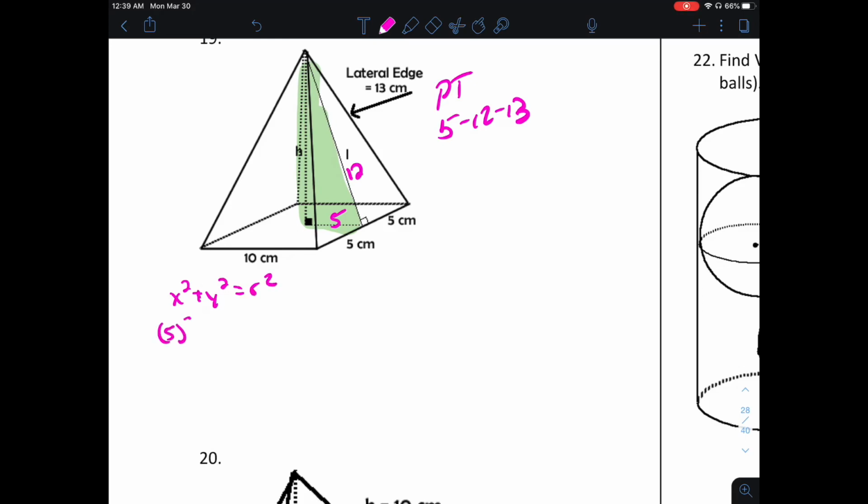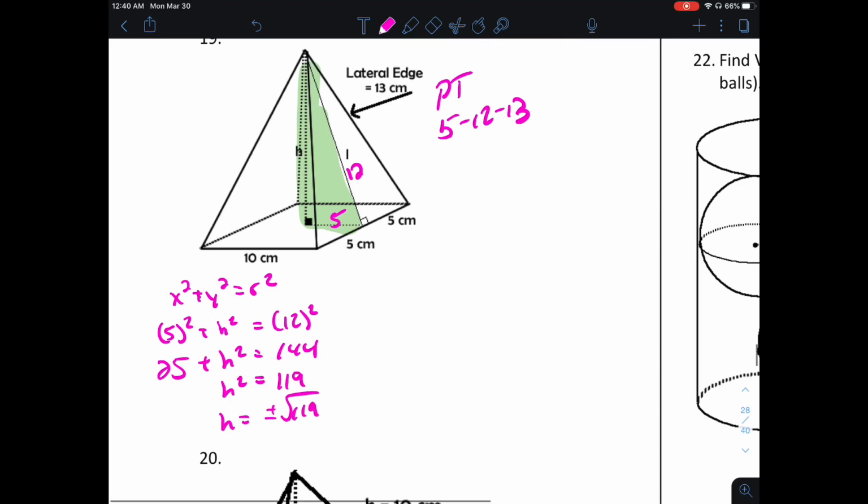X is 5, y is h, and r is 12. That's 25 plus h squared equals 144. It's going to make h squared 119, which is going to make h plus or minus the square root of 119. I'm talking about a distance, so we're going to assume that that's positive.